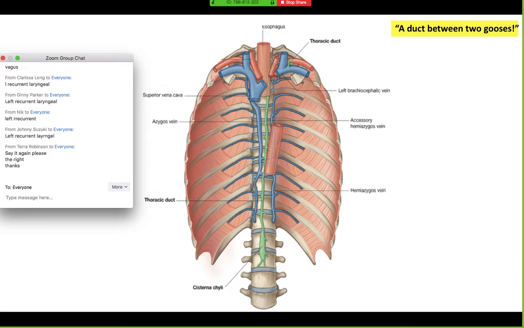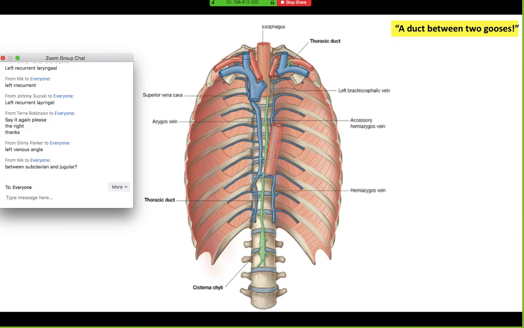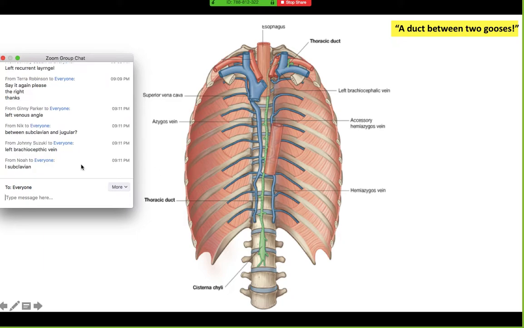Where does it drain? Where does it empty? Into what? Yeah, so it's going to empty into the junction of the left subclavian and the left internal jugular vein, so right up here.